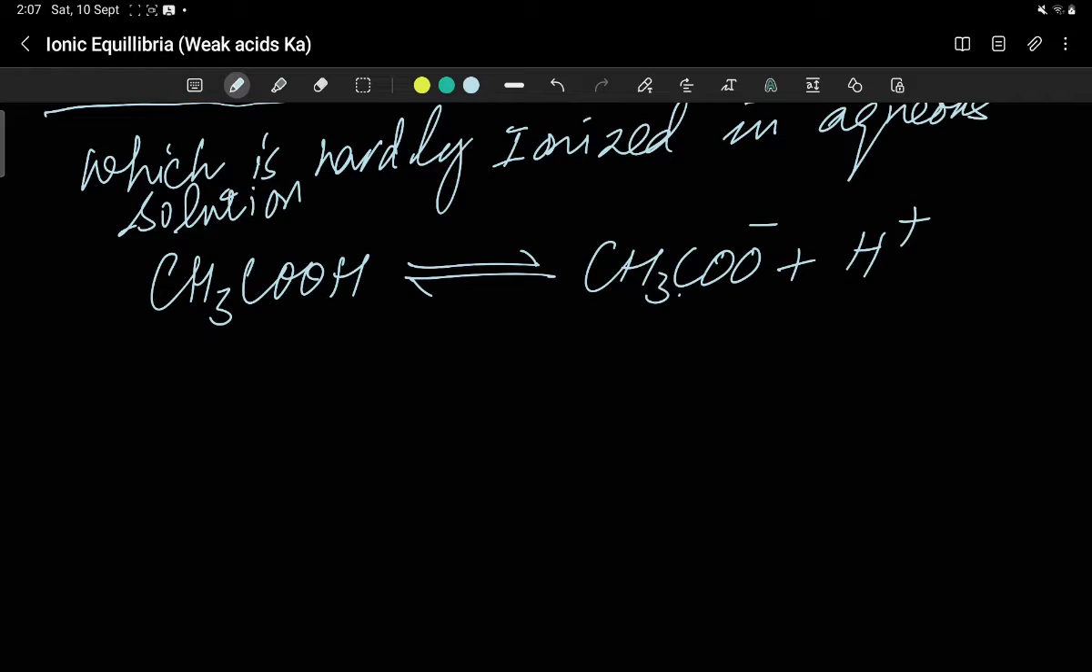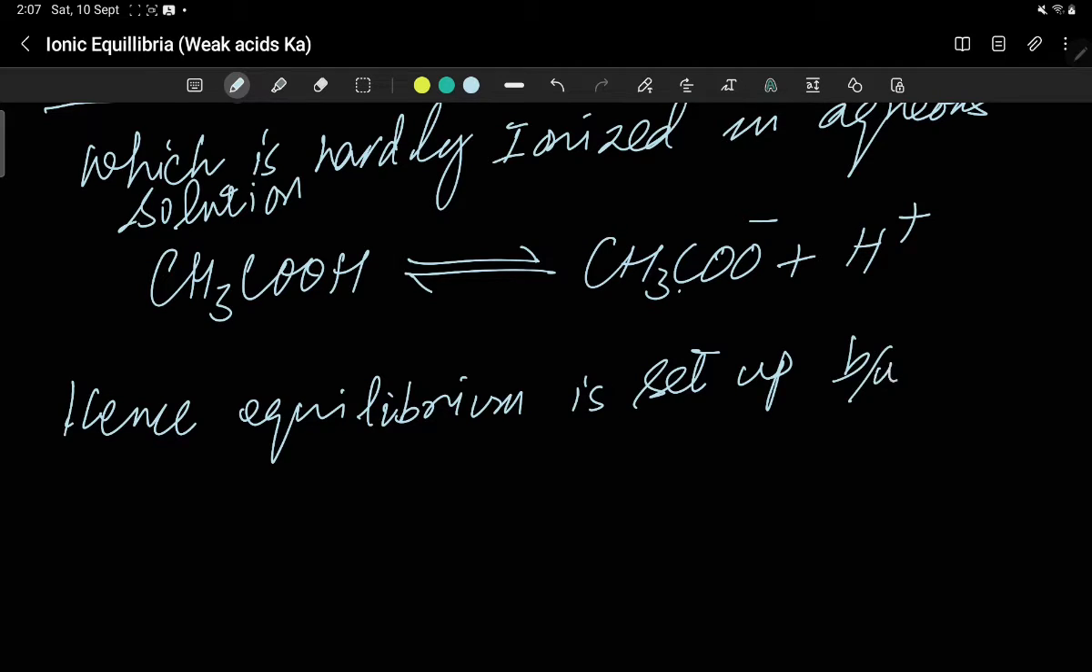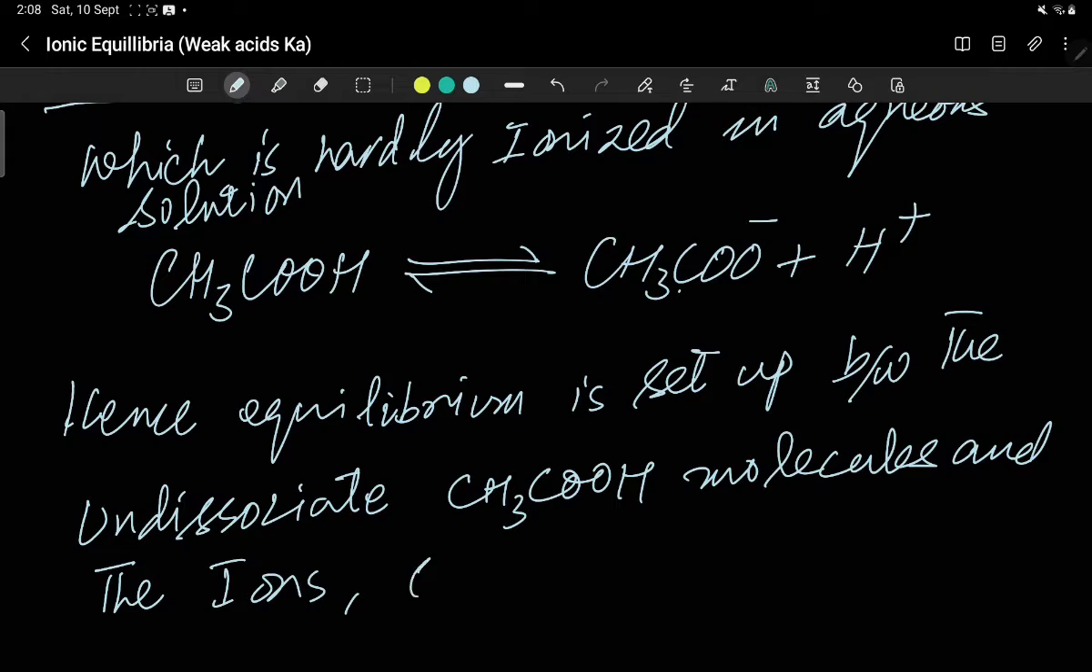So hence an equilibrium is set up between the undissociated ethanoic acid molecules and the ions, ethanoate and hydrogen ion.